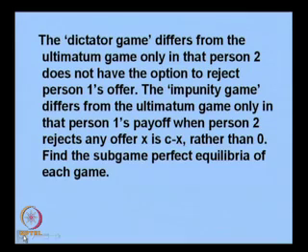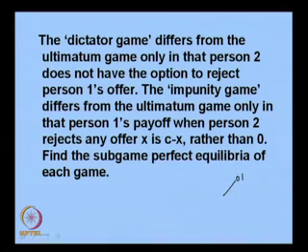And the other variation is what is known as the impunity game. It is also a variation of the ultimatum game, only in that person 1's payoff when person 2 rejects any offer is c minus x rather than 0. So, if person 2 rejects any offer, it is not that person 1 is going to get 0, but he is going to get c minus x.